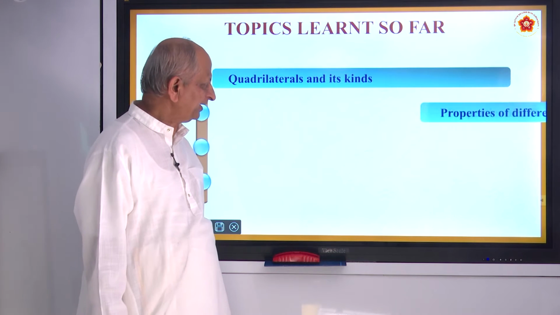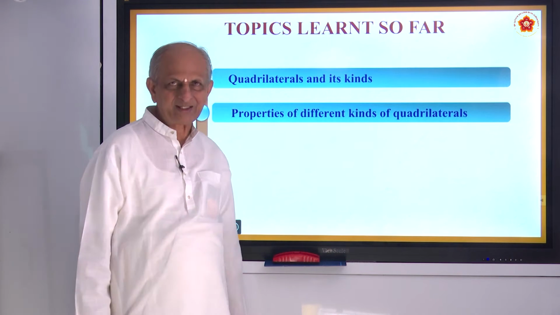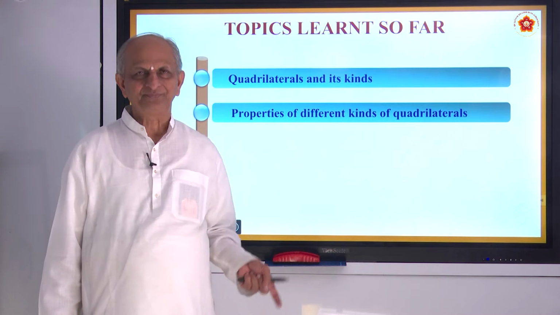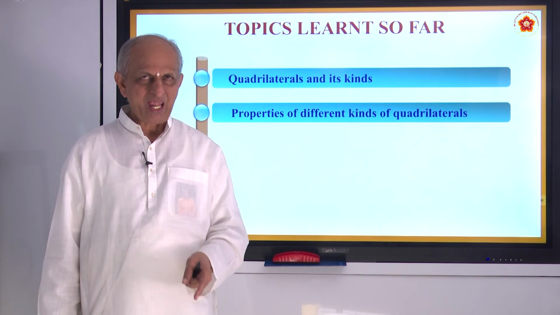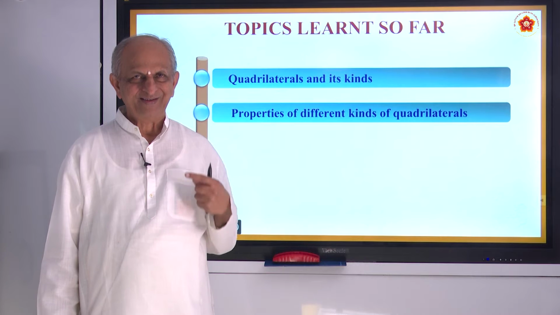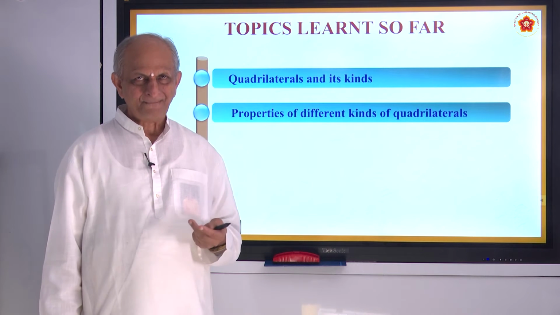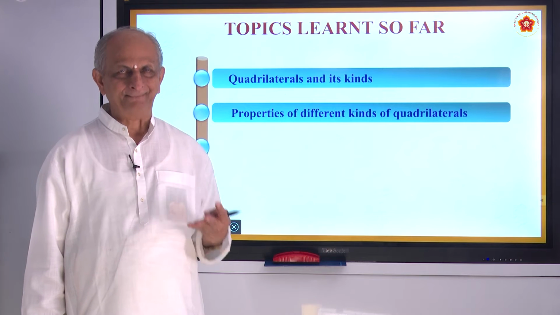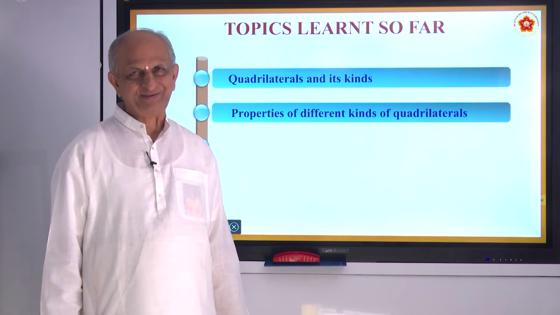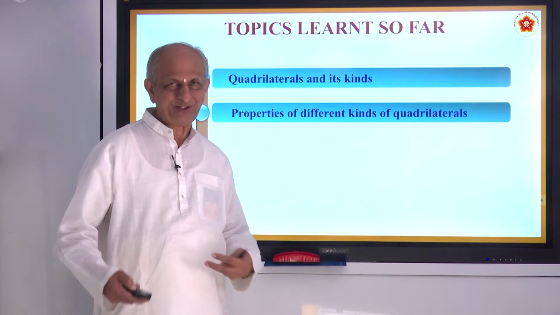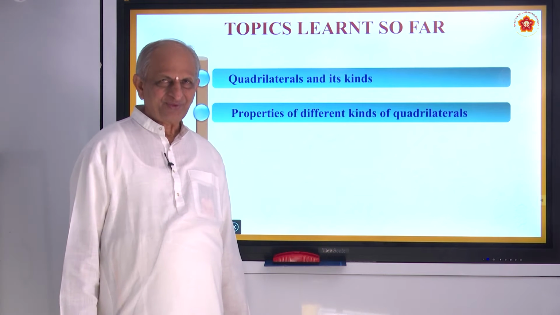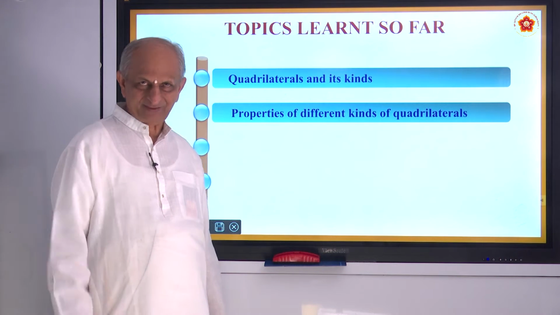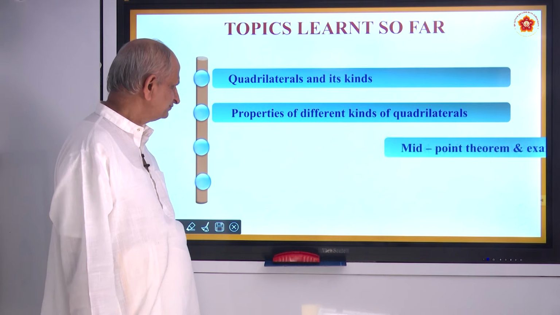And also we have seen different kinds of quadrilaterals, namely square, rectangle, parallelogram, rhombus, trapezium, all these. Of course, we have told it many times. Why I am repeating is so that you make it a practice properly, okay?